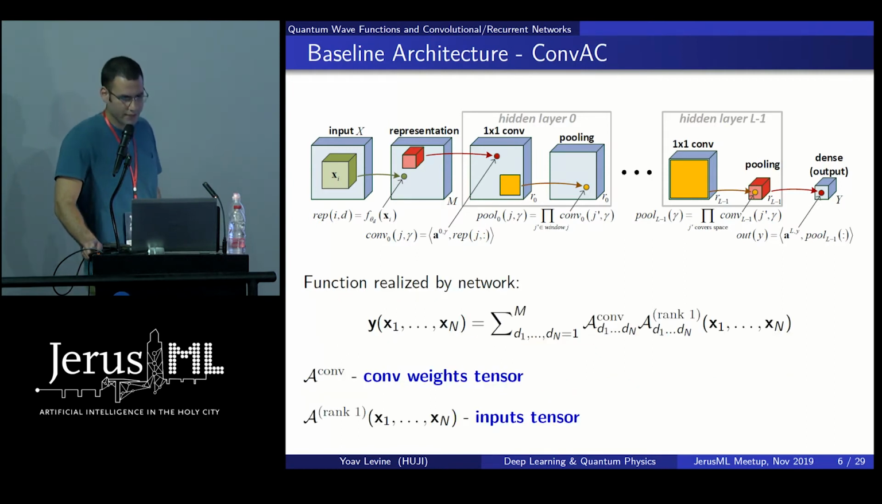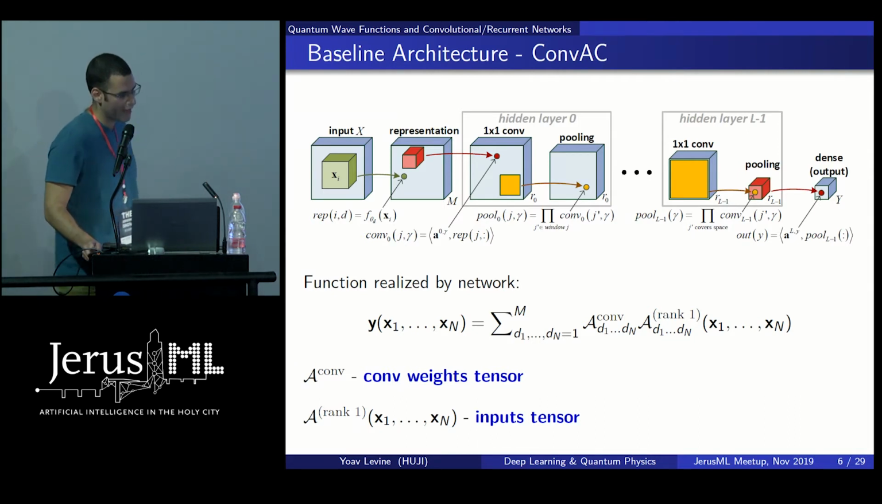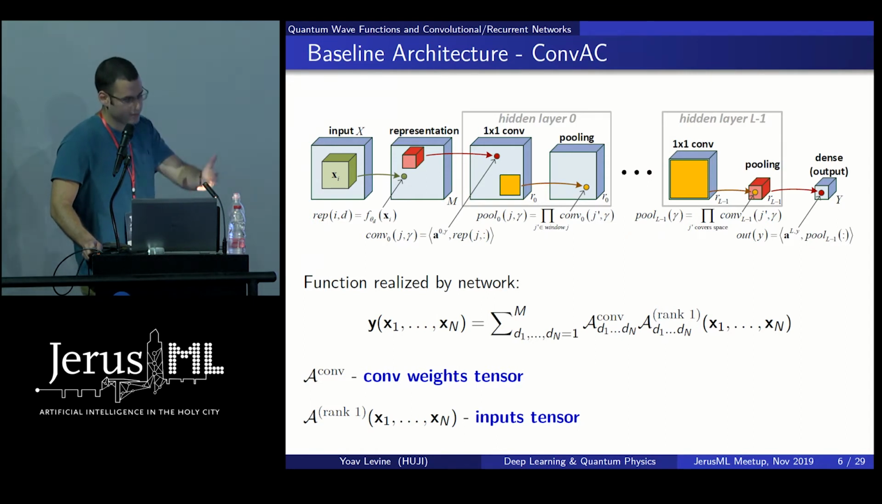But from a theoretical perspective, this network has the good trait that it could be written in this clean form as an inner product between two tensors. Now, for those of you who aren't familiar with tensors, they're basically high-dimensional arrays. If a matrix has two indices and it's a two-dimensional array, you can imagine a tensor which has n indices as some sort of a high-dimensional extension of that with an exponential amount of entries.